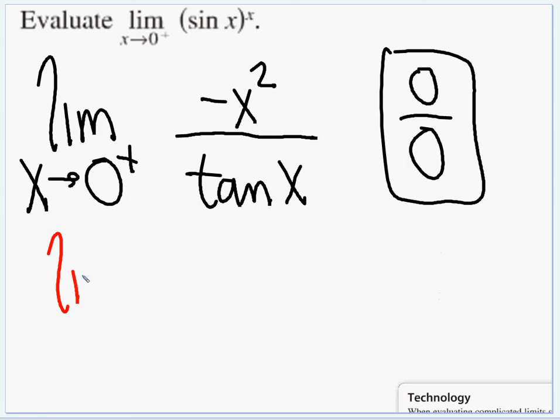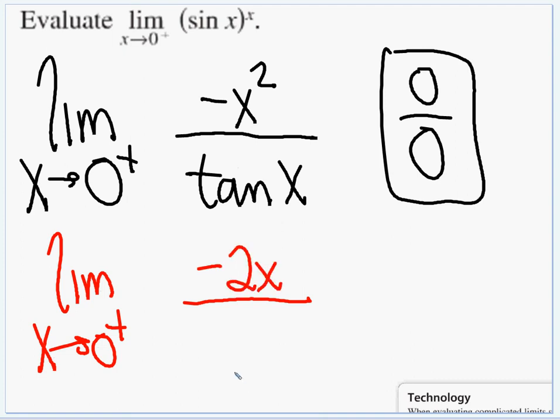Let me switch to red ink. Numerator's easy. Negative x squared derives to negative 2x. Tan derives to secant squared of x.